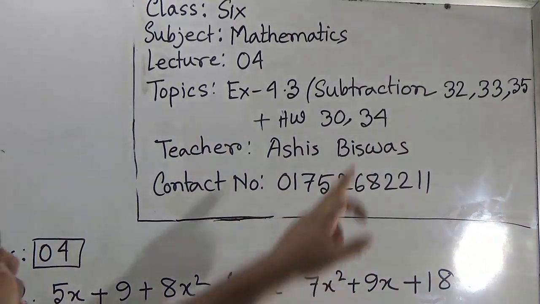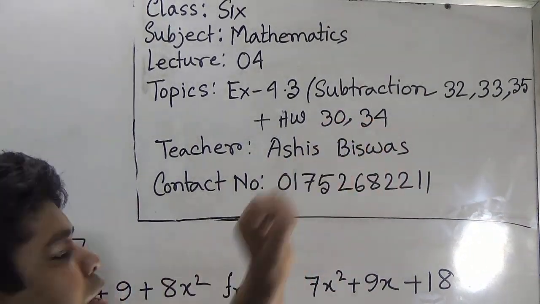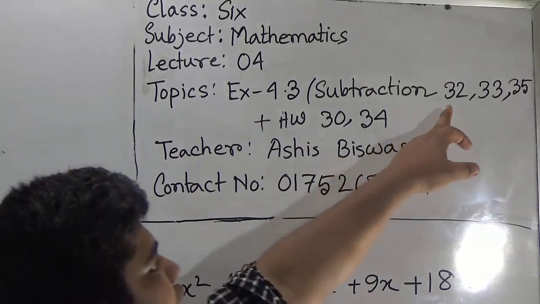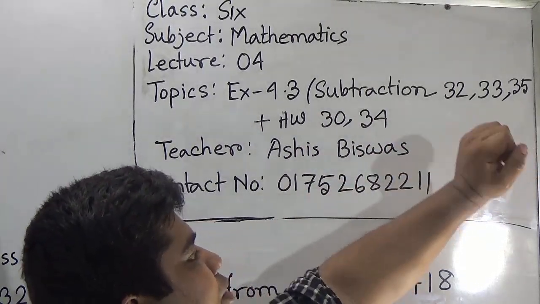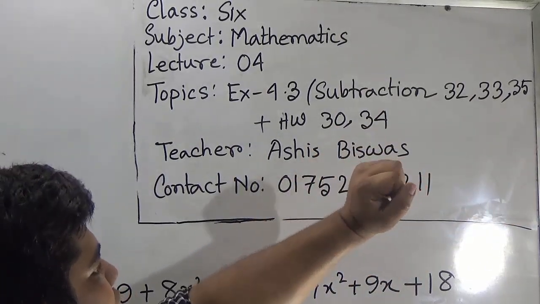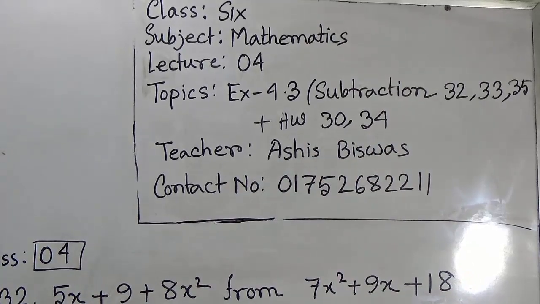Questions 30 and 34 will be your HW. I repeat, in our class 32, 33 and 35 will be your CW, and 30 and 34 will be your HW. This is HW number 4. So let us start our class.